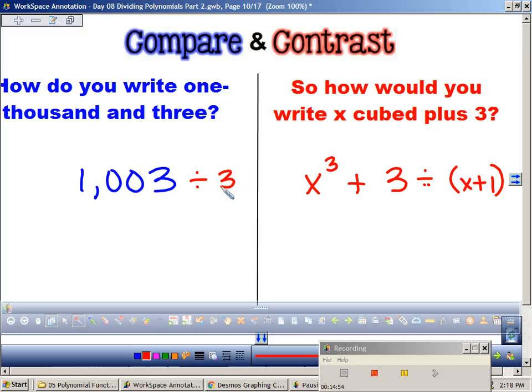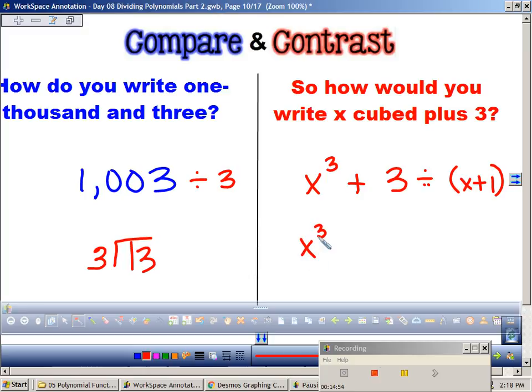Right? Now let's go back to the same scenario. Let's pretend I didn't have my placeholders and I just had 13, and I tried to divide it by 3. Would that work? No. So what do you think I need over here? Placeholders.